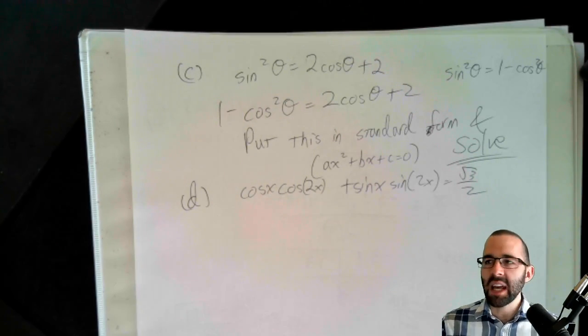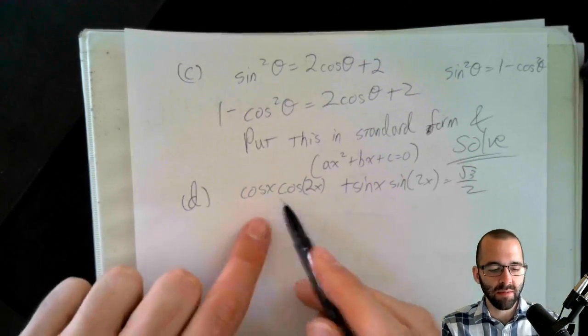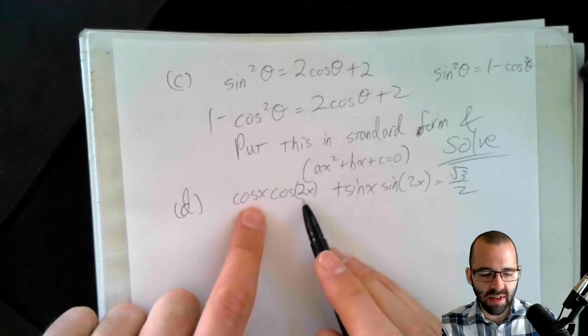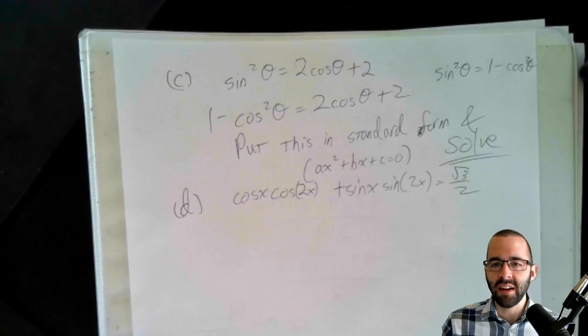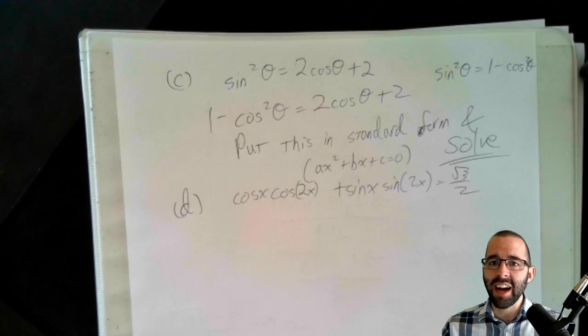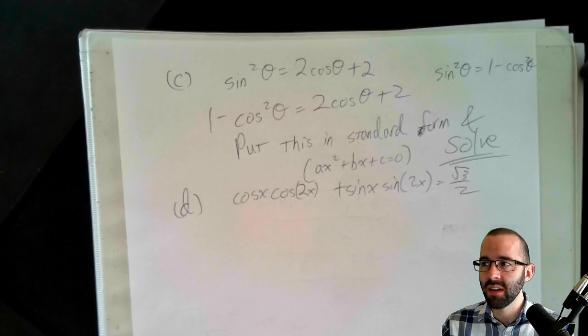So it's the same idea. We can't use a substitution because we have a cosine, we have a sine, and we have different insides too, x and 2x. So we need to use an identity. And this one, we're going to use an identity backwards.